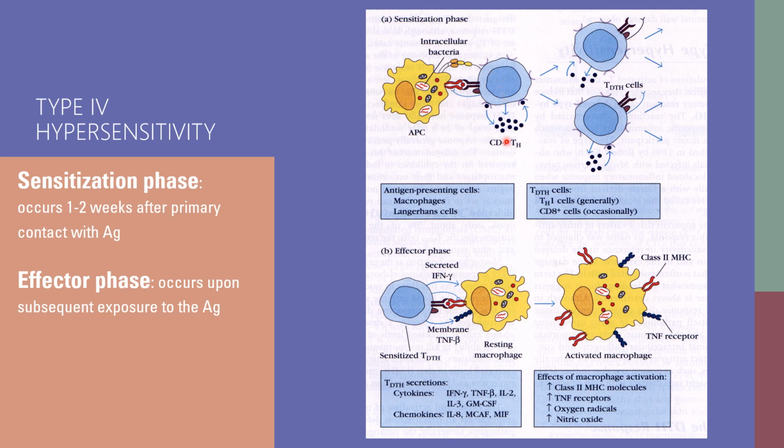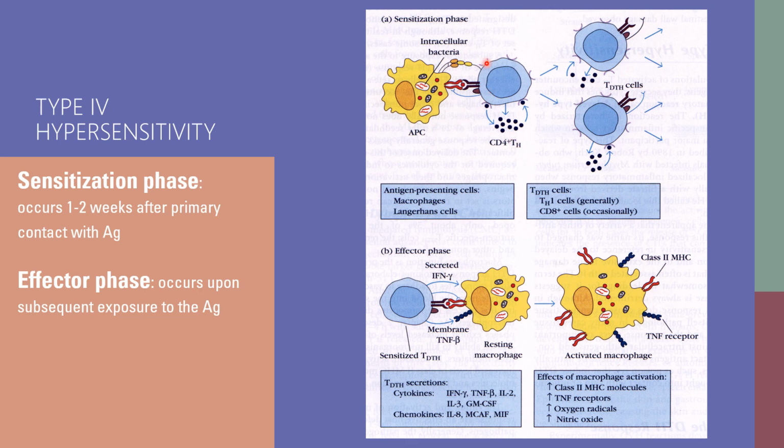So generally, the CD4 plus T cells of the Th1 subtype are activated during sensitization and are now designated as T delayed type of hypersensitivity cells. So they are usually Th1 cells generally. So that is the sensitization phase. So nasensitize si T cell nung antigen.